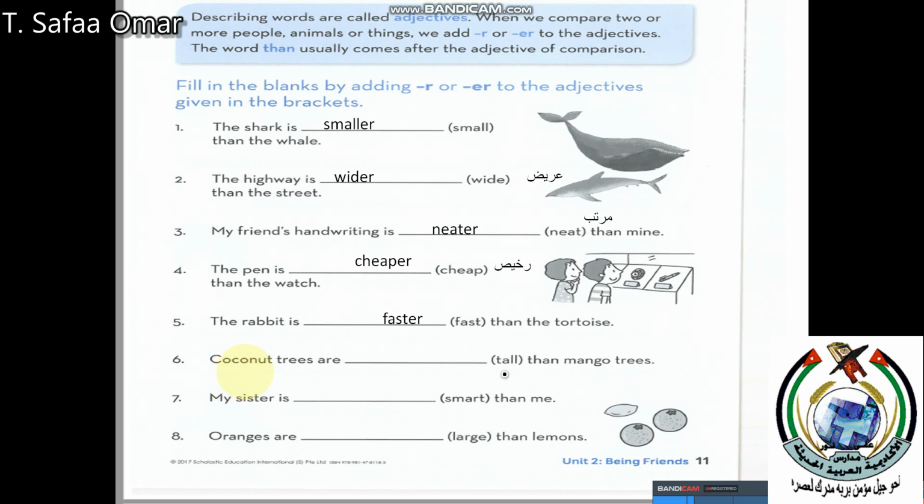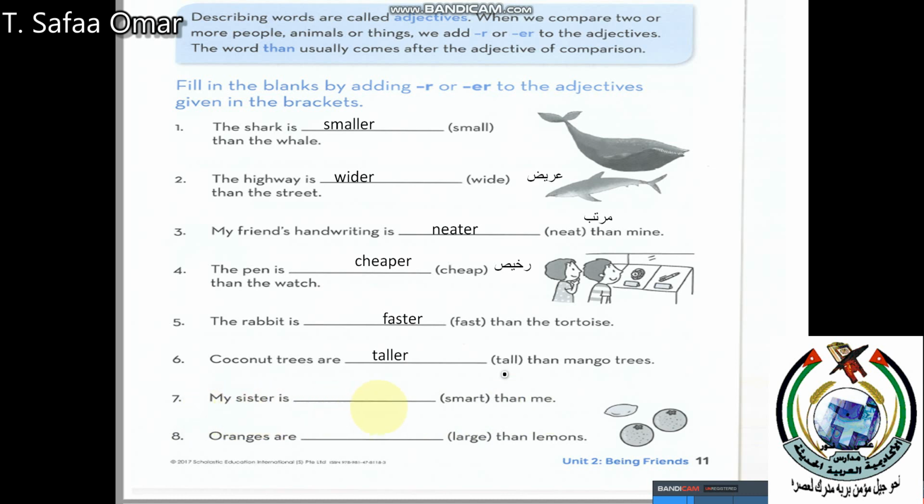Number 6. Coconut trees are than mango trees. We have coconut trees, اللي هو شجر جوز الهند, and mango trees. The adjective is tall. We have two trees to compare between them. عندي نوعين من الأشجار. So tall with ER will be taller. Tall, taller.